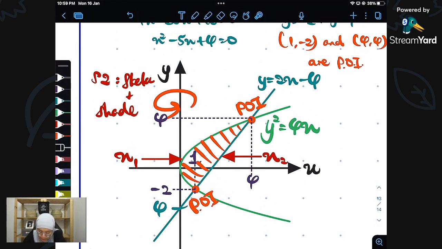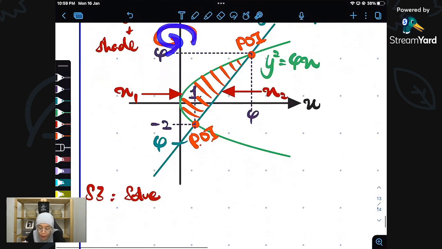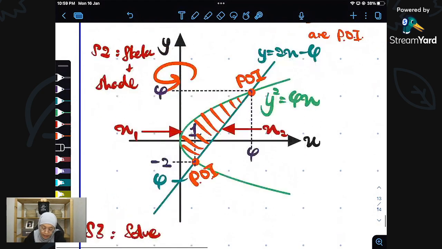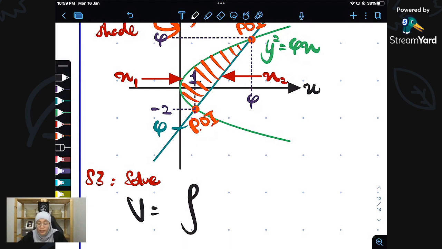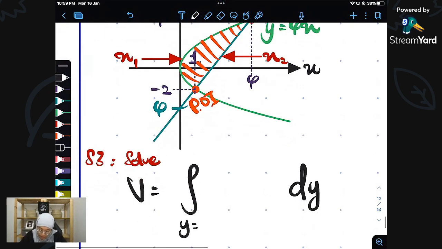And so after that, you know this is a rotation, and you also know the volume will be in dy. So let me write down the volume. I use V. The volume will have the integral with respect to y. Why? Why again is everything in the integral in terms of y?